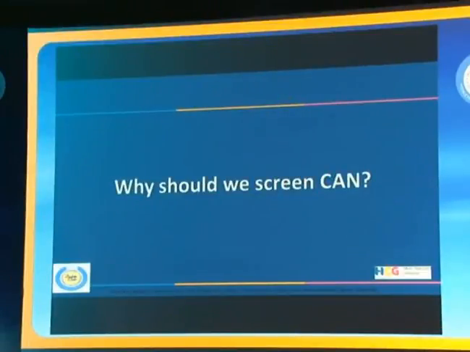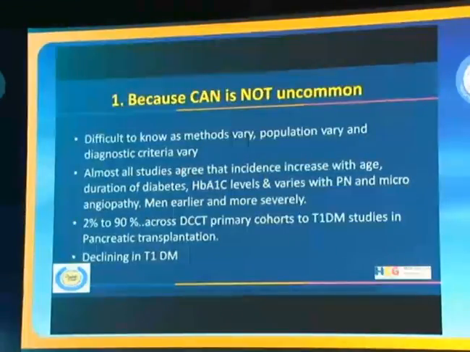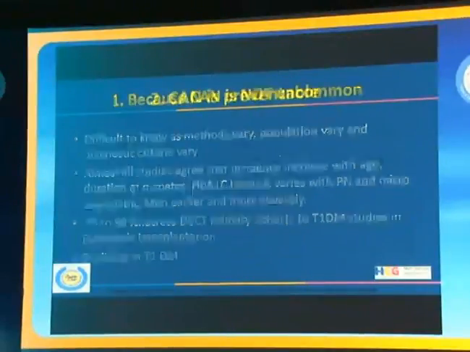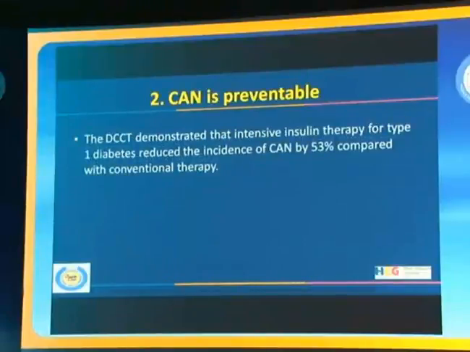Why should we screen CAN? That's a very important topic. Number one, because CAN is not as uncommon as most of the physicians and diabetologists think. The incidence is practically 2 to 90% across DCCT. Although it is declining in type 1 DM, it is rising very fast in type 2 DM. And most of the studies have suggested a prevalence of 23% in type 1 and 34% in type 2. Number 2, CAN is preventable.